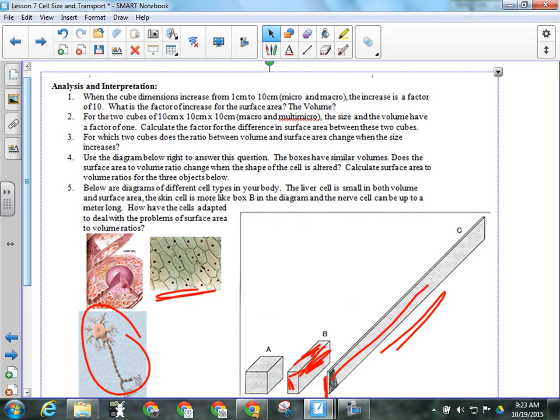And number 2 is the same thing. They're asking you to compare macro and multi-micro, same idea. And for number 3, that one you can figure out. Now, number 4 is asking about these diagrams right here.